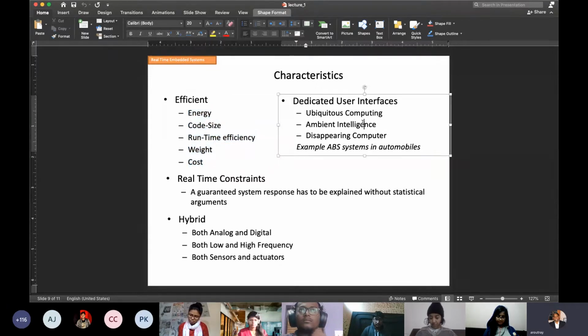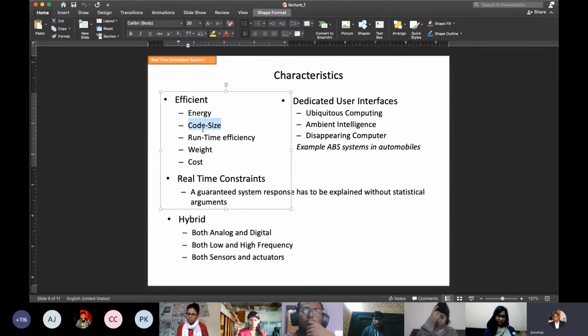Then comes the dedicated user interface, which you will not have any problem with because there are standard interfaces available. The code size will decide the memory because memory consumes lots of power. When we see components of an embedded system, there are various components. Memory is one. After the processor, it is the memory which is most important. If you have a large memory, your power consumption will increase. You write down these points because this will come. These are some of the concepts. Then there is this dedicated user interface.